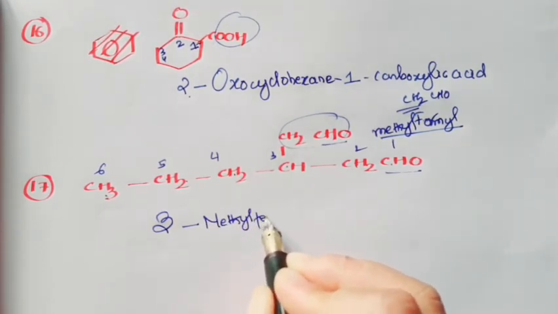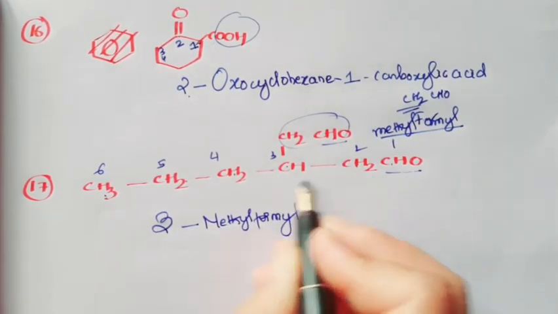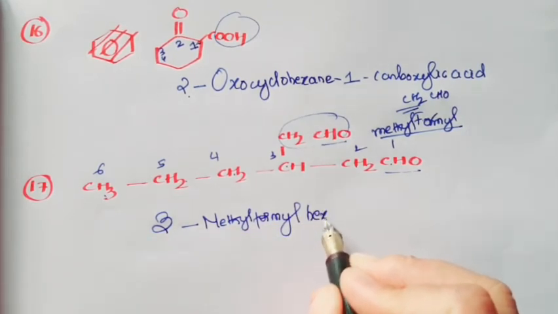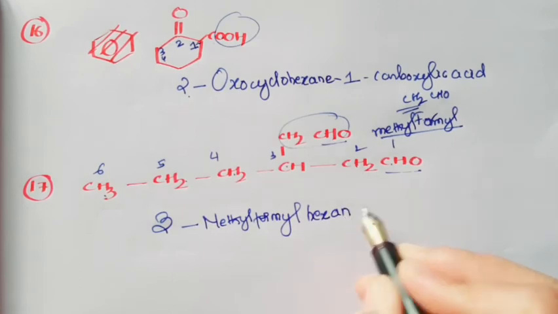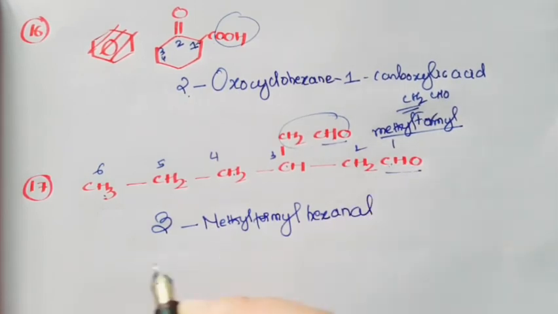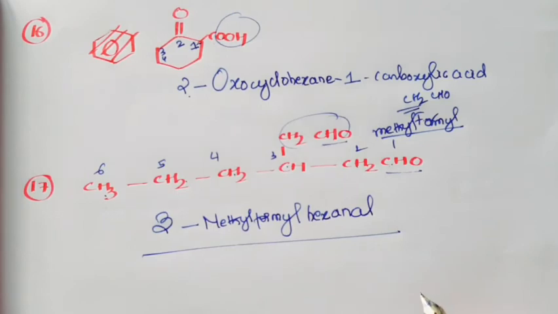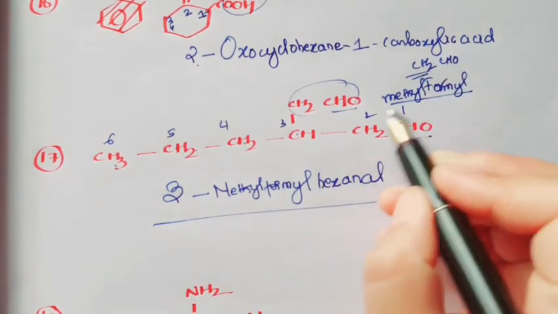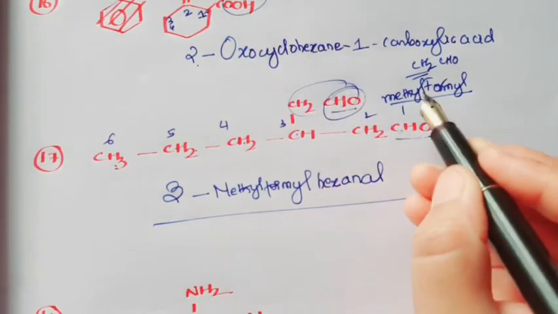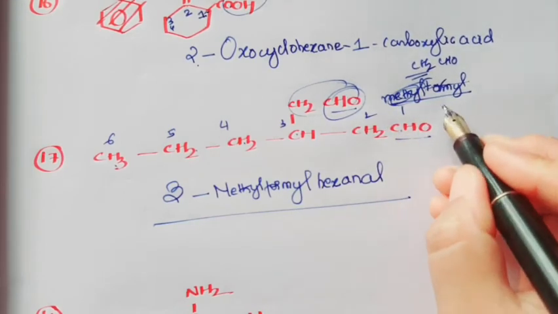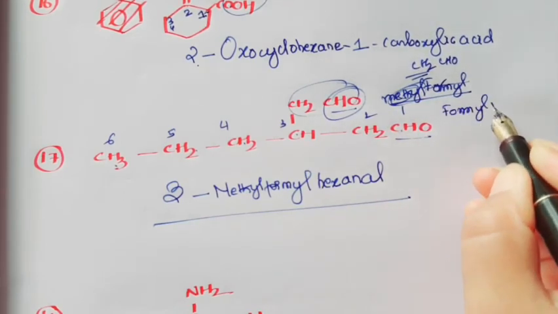methyl formyl. Okay, now 6 in a chain. 6 is hex, all single bond, so N. Now E will drop, why? Because this is al, right? So the name of this compound is 3-methyl formyl hexanal. Okay, sorry, this is your formyl, enough. So instead of writing methyl formyl, we write formyl and methyl.